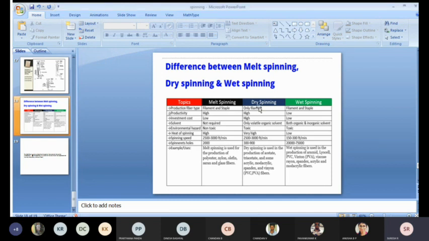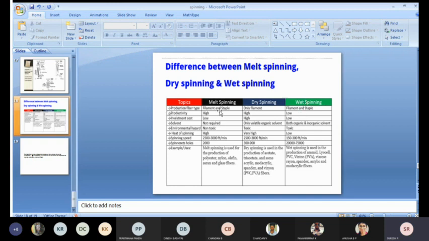So if you want to compare the three different spinning techniques, these are some of the advantages and disadvantages of each type of spinning process. If you take the production fiber type, filament and staple, as I've been told, filaments means the long thread-like structures. Staple means the small length structures. In melt spinning, both filament, the long, as well as the short fibers can be made. But in dry spinning, only long filaments can be made. In wet spinning, both the long as well as short fibers can be made.